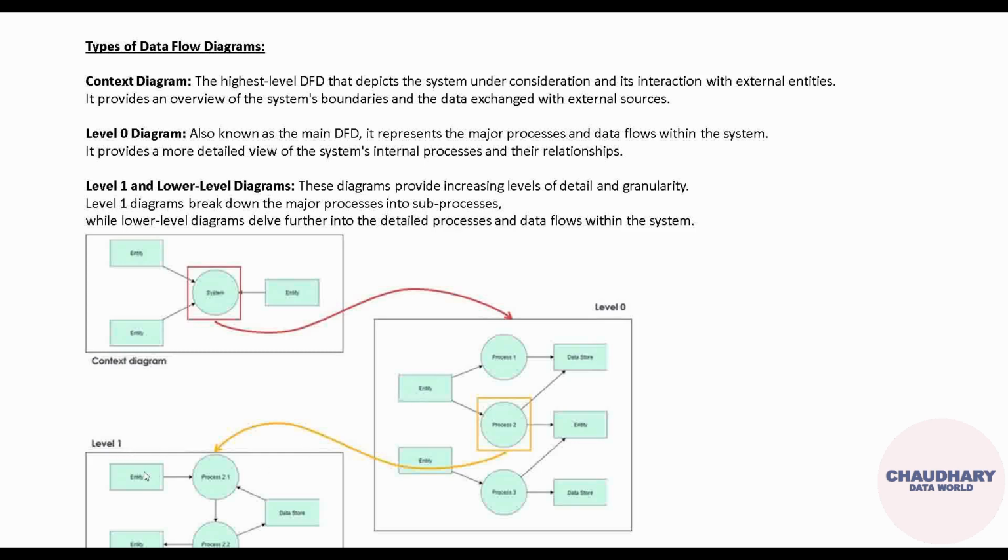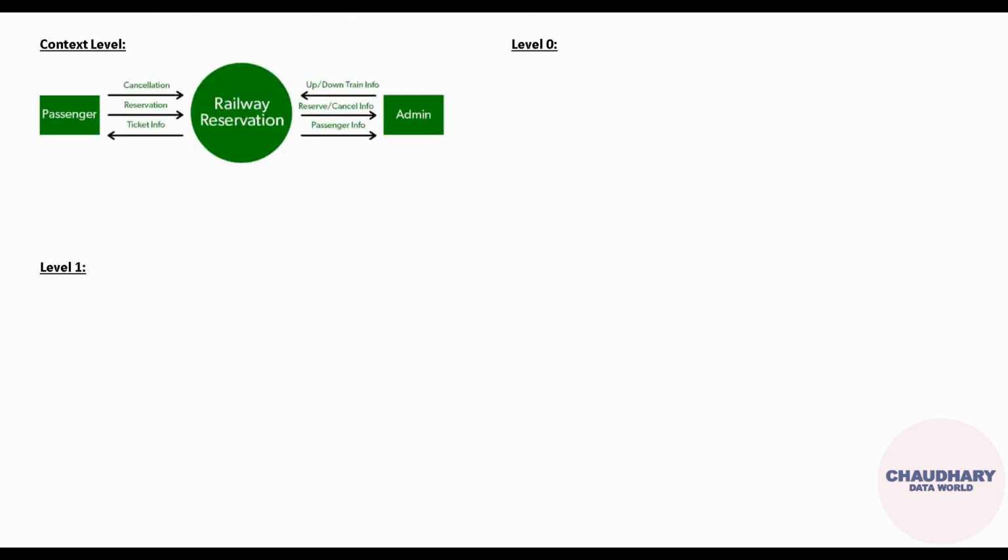You can see here, right, the entity and process 2.1, process 2.2. Whatever your process is, you will map it like this: this particular system is bifurcated in level 0, and now these processes are bifurcated in this level 1 diagram. So like this you can go ahead with creating those. Now I have just picked up one example from Geeks for Geeks, that seems to be a very good example to explain to you how this whole context, level 0 and level 1 work.